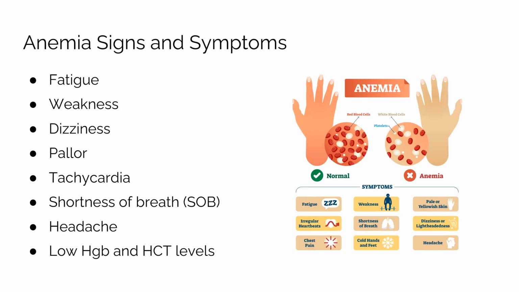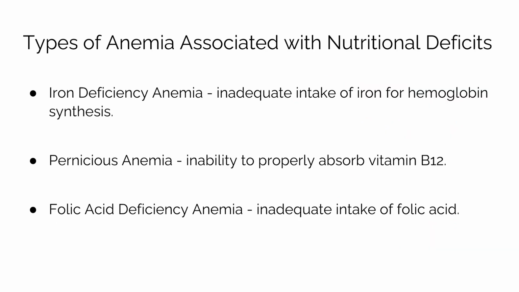Anemia signs and symptoms include fatigue, weakness, dizziness, pallor, tachycardia, shortness of breath, headache, as well as low hemoglobin and hematocrit levels. Types of anemia associated with nutritional deficits. Iron deficiency anemia is the result of inadequate intake of iron for hemoglobin synthesis.